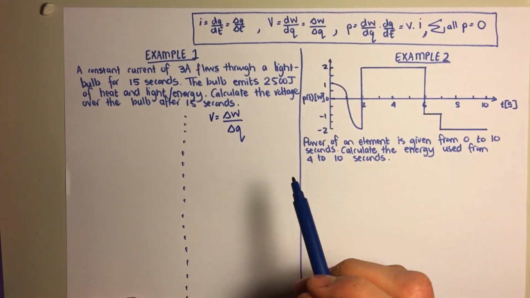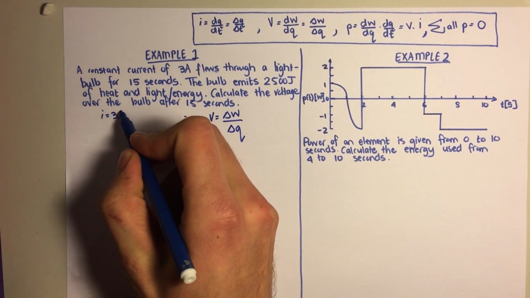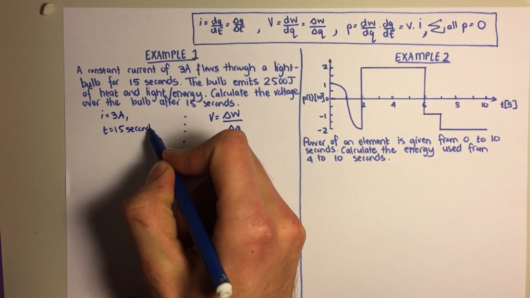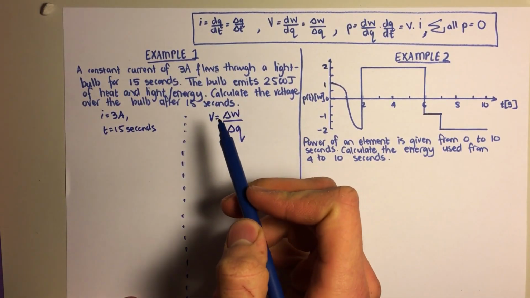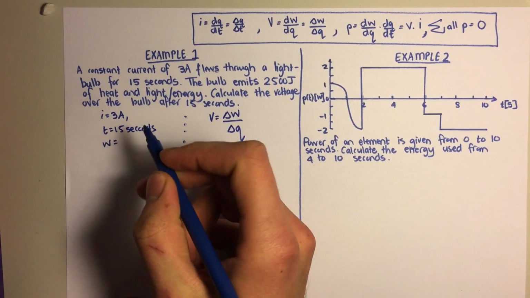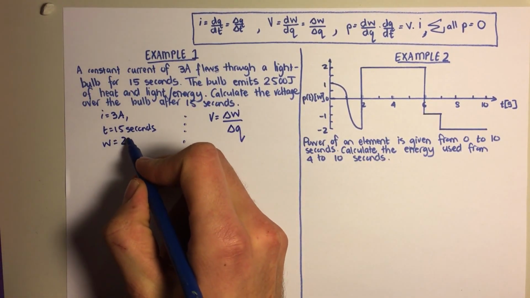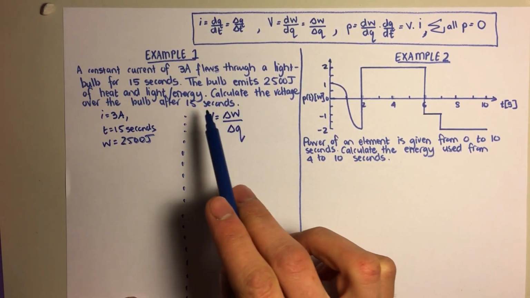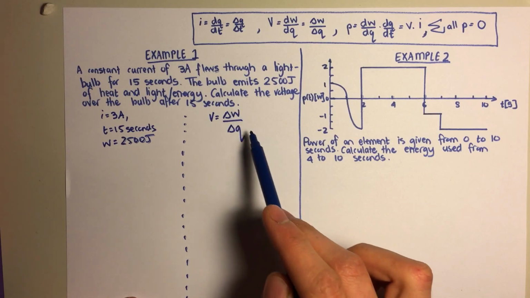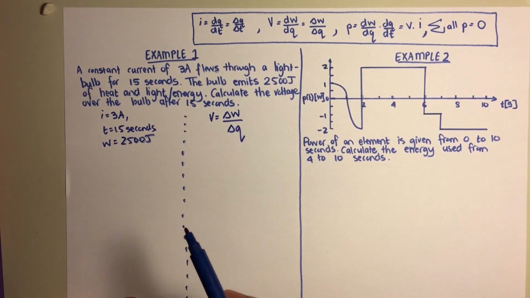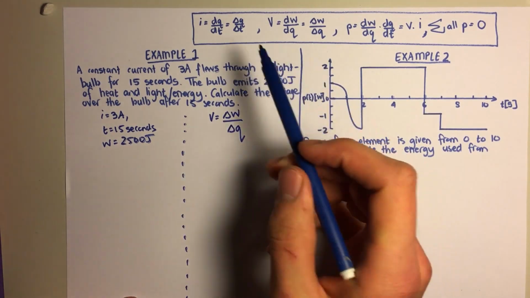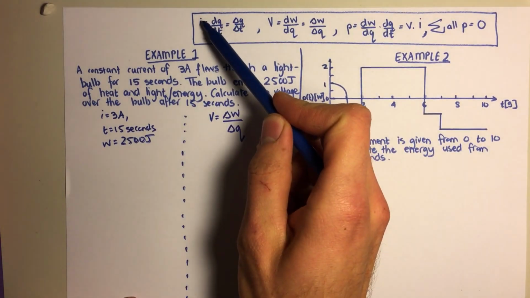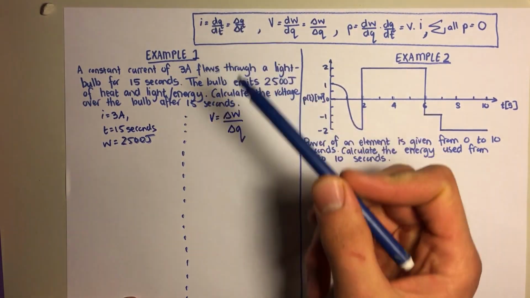Okay, so what are we given? We know that I equals 3 amperes, T equals 15 seconds, and W equals 2,500 joules of energy. Okay, so what do we have in this formula? We want voltage and we only have W, we don't have Q, so we have to work out Q somehow. We know Q appears in I, and we are given I and T, so we can work out Q.